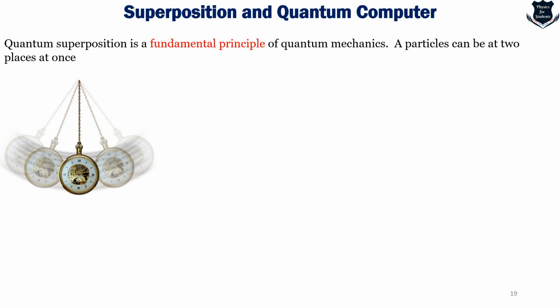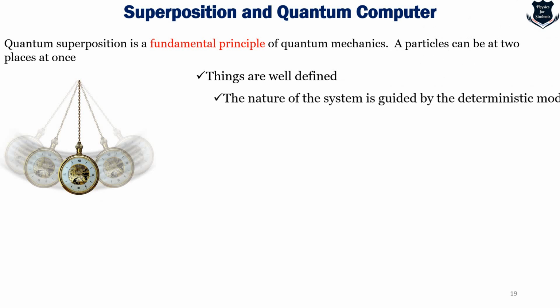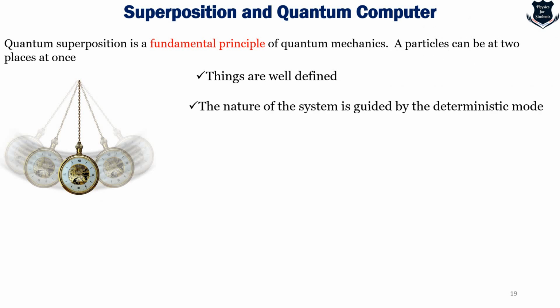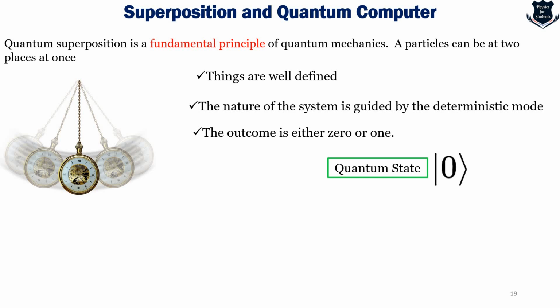So if I take classical physics, we can say that things are quite well defined. The nature of the system is guided by deterministic mode, and the outcome is either zero or one. This is the basic definition of how a classical system works, and that is how the classical computer also operates. Now here is a catch. Don't worry about this horizontal and angular bracket. This is called bra-ket notation. I'm not going to go into that. I have made 2-3 good videos on bra-ket; you can go to quantum mechanics and see that.